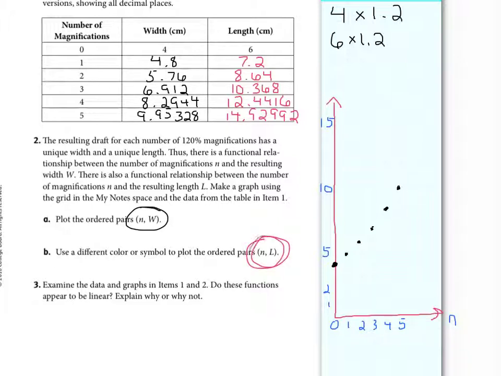So for the length, started off at 6, and I'm going to use a different symbol. Let's make a little X. 8.64. Second one was 10.38. The third one, oh, whoops, I'm sorry. Mark those in the wrong spots. 7.2.